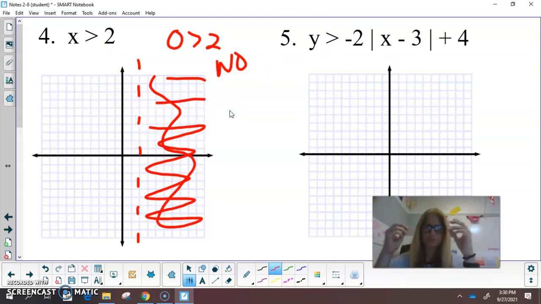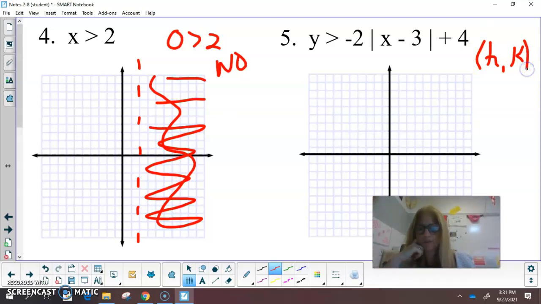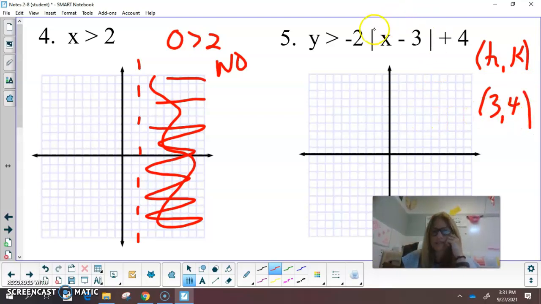So, as soon as you look at this problem, what shape is it making? Let's watch these. It turns into a V, a V, a V. Okay, so we find H and K. What is H and K here? What do we get? Right, we get 3, 4. Because if I set this value equal to 0 and solve, I get 3 and then plus 4.